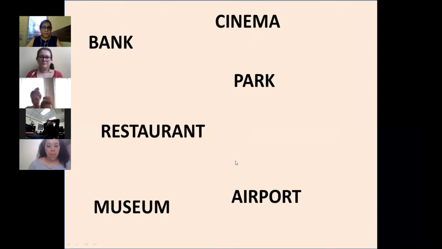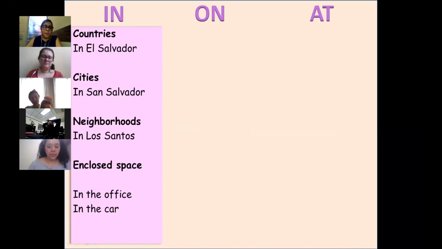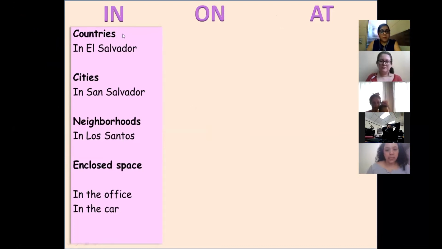Okay, so these are some uses of in, on, and at. Look, but now talking about places. For example, we are going to use in when we talk about countries like in El Salvador, cities like in San Salvador, neighborhoods in Los Santos, like in my case. Where do you live? I live in Los Santos. Enclosed space, in the office, in the car, in the bank, in the museum. Enclosed, that means that you are inside the place.